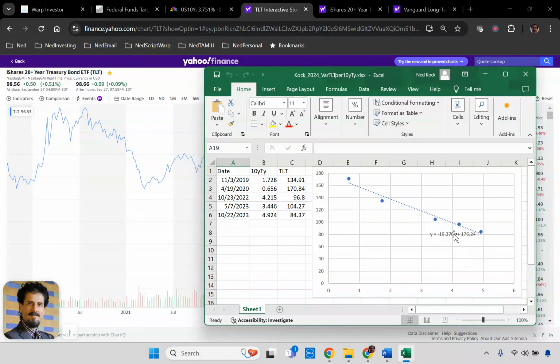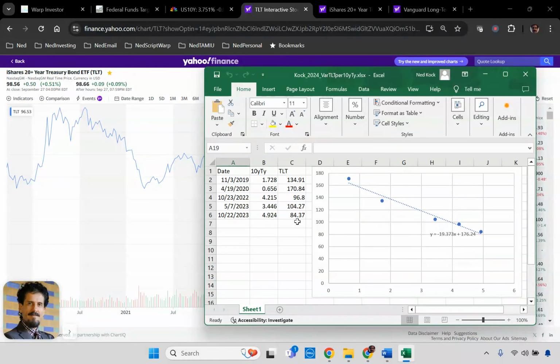And I obtained the best fitting line equation for these points. And as you can see, the points fit the line quite well. And so this is a baseline value, and this is the number we're looking at. So for each decrease, this is why it's minus here, for each decrease in the 10-year treasury yield percentage, of each 1% decrease, then you have a 19-point increase in the TLT.